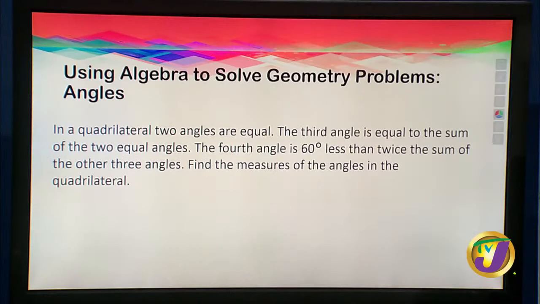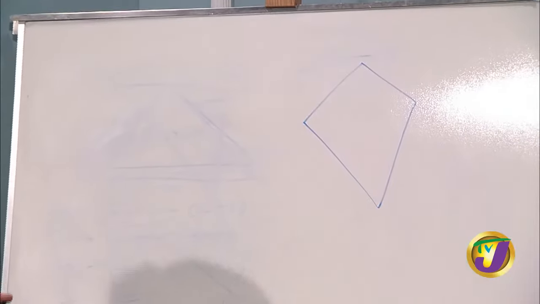In a quadrilateral, 2 angles are equal. So a quadrilateral is a 4-sided figure, and we're going to make a sketch. You can just draw any random quadrilateral. So suppose I did something like this. Would that work? No problem.